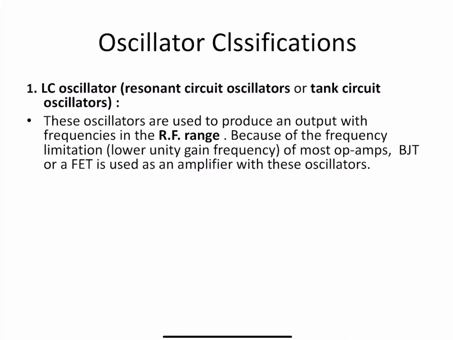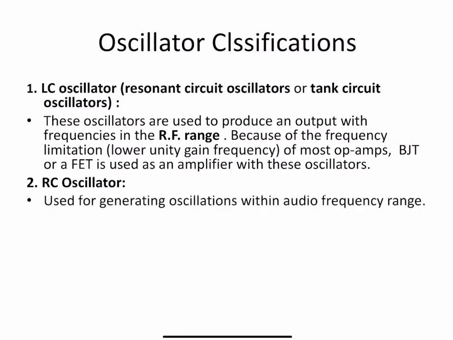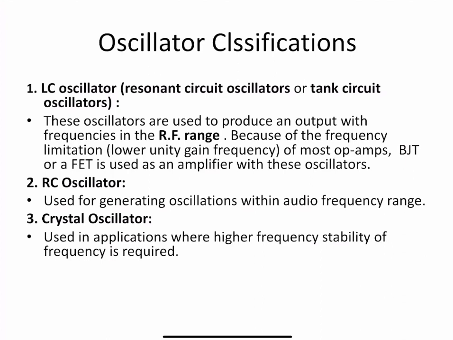The next type is the RC oscillator, meaning in the feedback network to determine the frequency of the signal, resistors and capacitors are used. These oscillators are used to generate a frequency within the audio frequency range. Third is the crystal oscillator. The crystal oscillator is used to get frequency stability, meaning it is used in applications where higher frequency stability is required, for constancy of frequency.